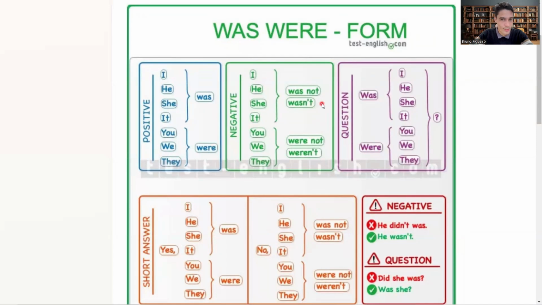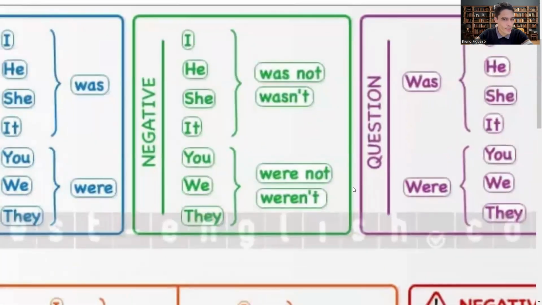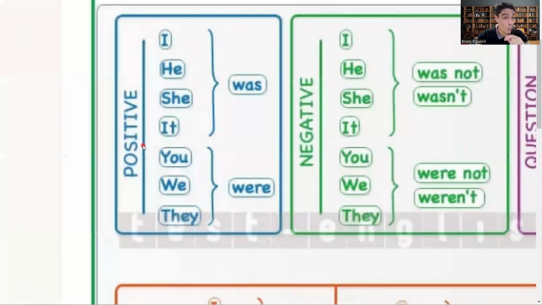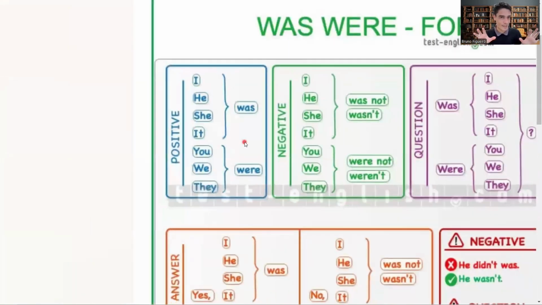Negative: wasn't and weren't. We weren't playing games last night. We were not. If you want to make emphasis, like a huge emphasis on the action, use the long form. We were not playing games last night. We were studying. Well, positive and negative.